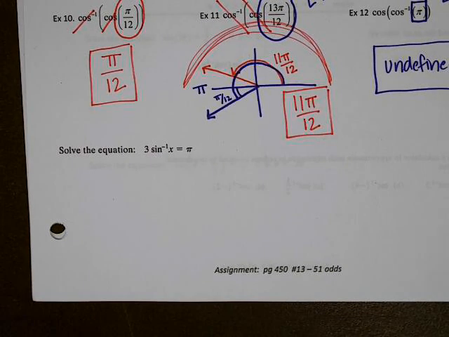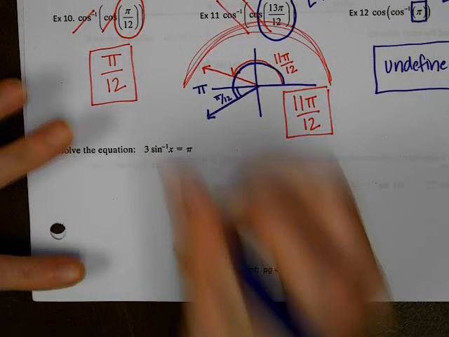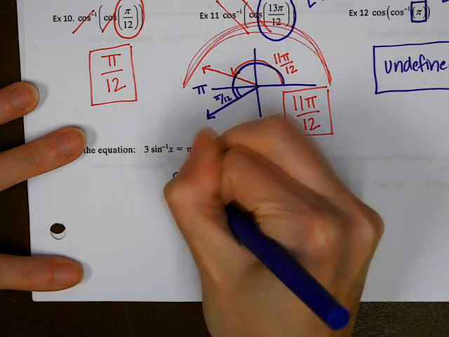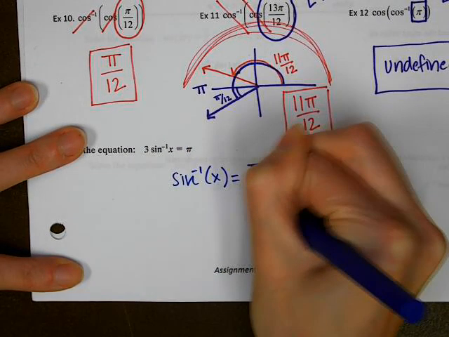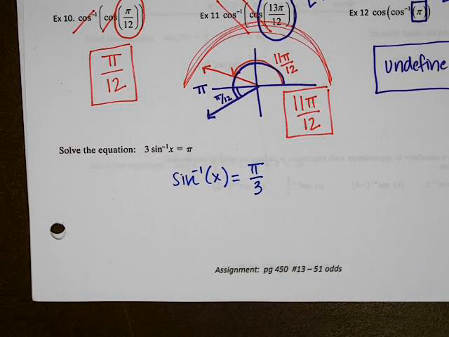Okay, and then one last one here. It says solve for x. Okay, so I'm going to start by just dividing by 3, so I can isolate my inverse sine of x equals pi over 3. You guys agree with that?